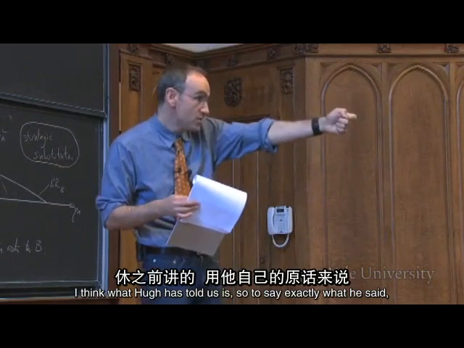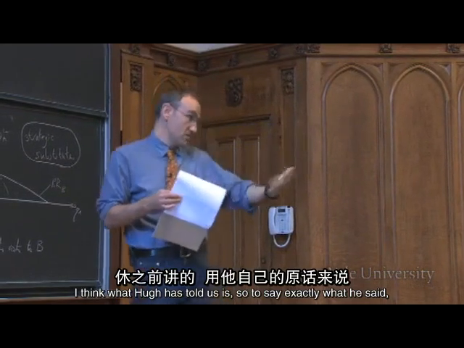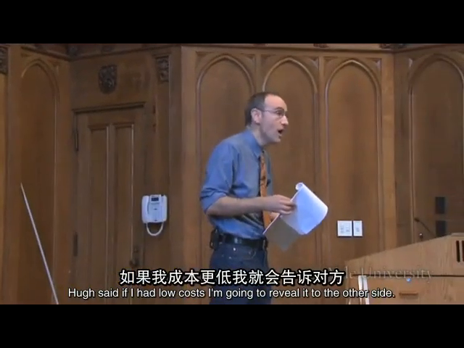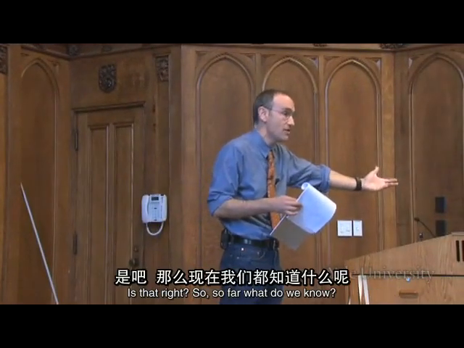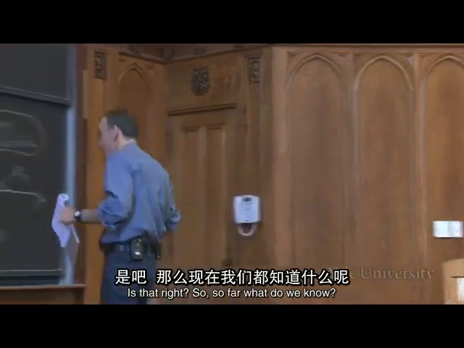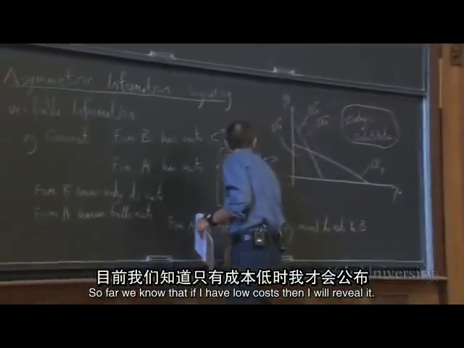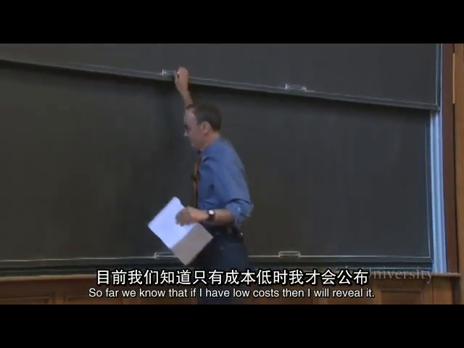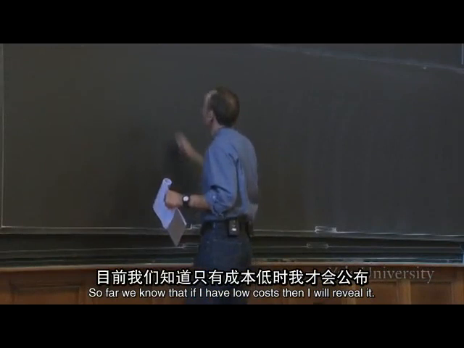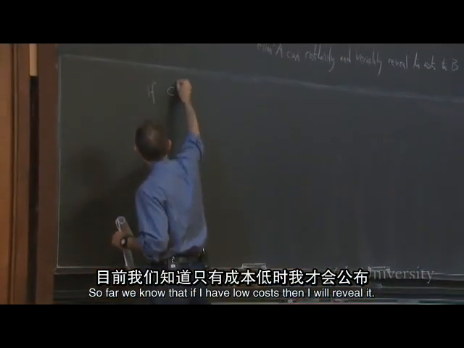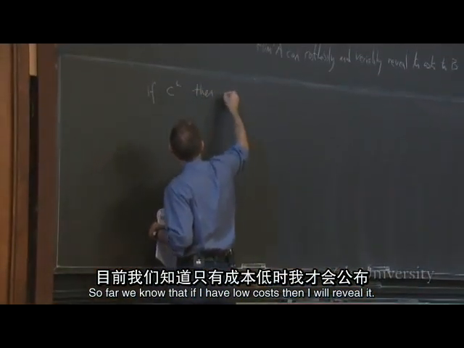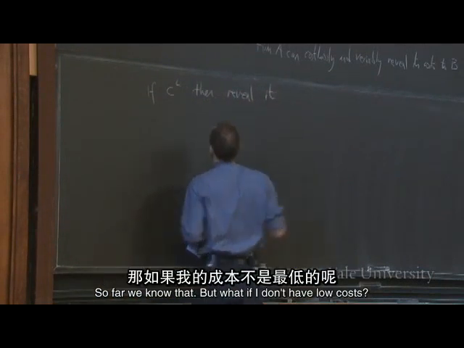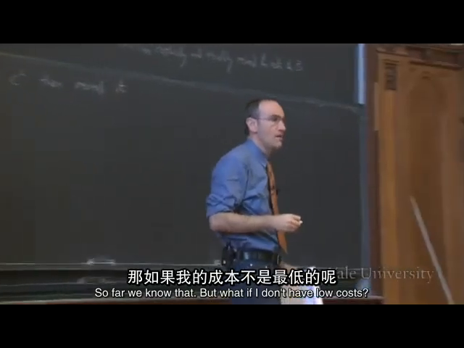And I think what Yu has told us is, to say exactly what you said, if I had low costs, I'm going to reveal it to the other side. Is that right? So far what do we know? So far we know that if I have low costs, then I will reveal it. All right? So far we know that.